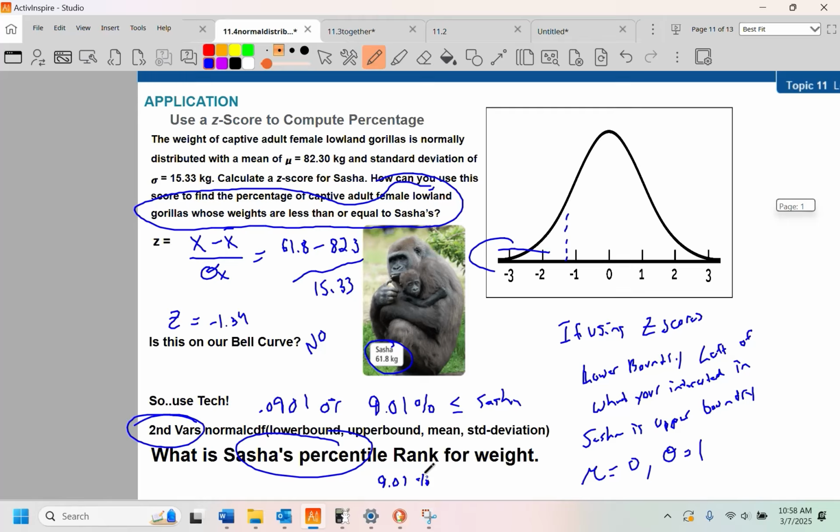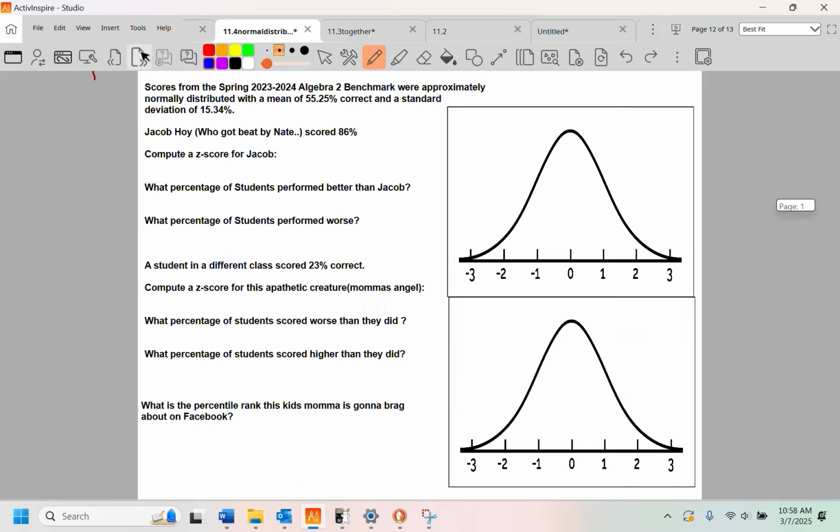That's her rank. And I know this is going to be new, and I know you don't have a calculator, and you're probably not playing along, even though I showed you where you could, but you're not going to do it. So here's another example. Scores from the spring 2023-2024 Algebra 2 benchmark were approximately normally distributed with a mean of 55.25% correct and a standard deviation of 15.34%. Jacob Hoy, who got beat by Nate Tarver, scored 86%. Compute a z-score for Jacob.